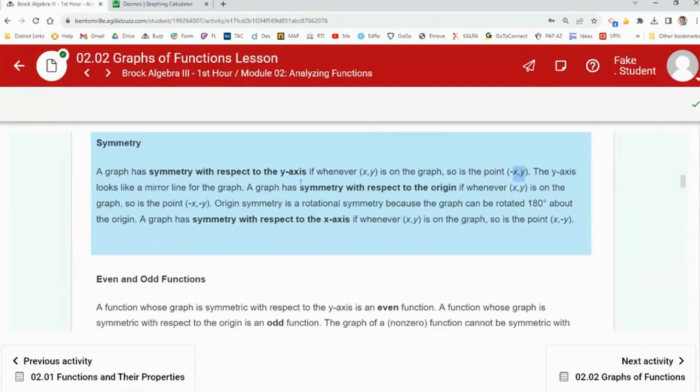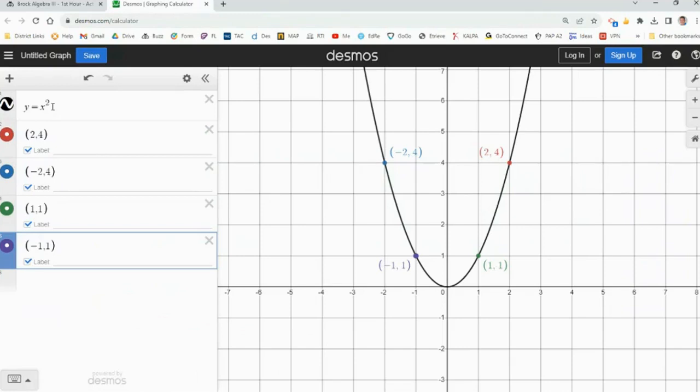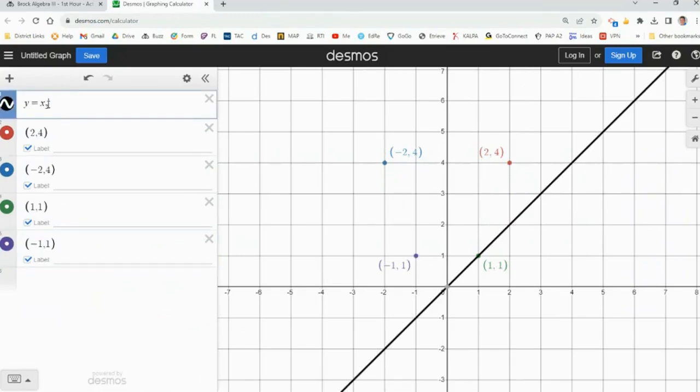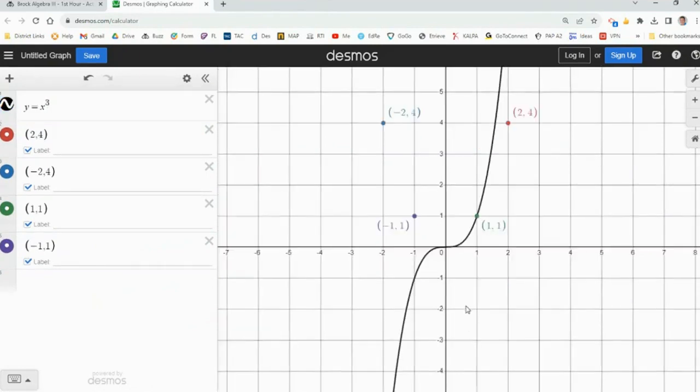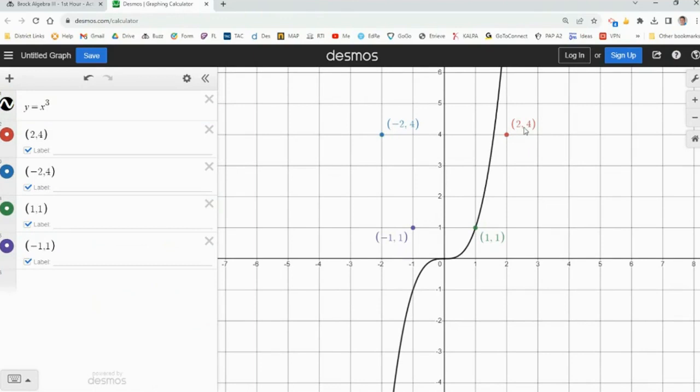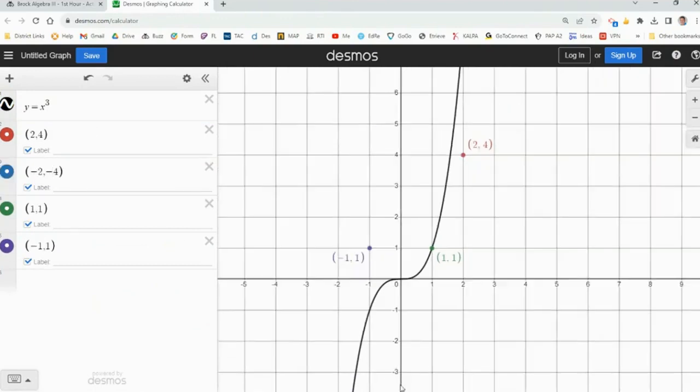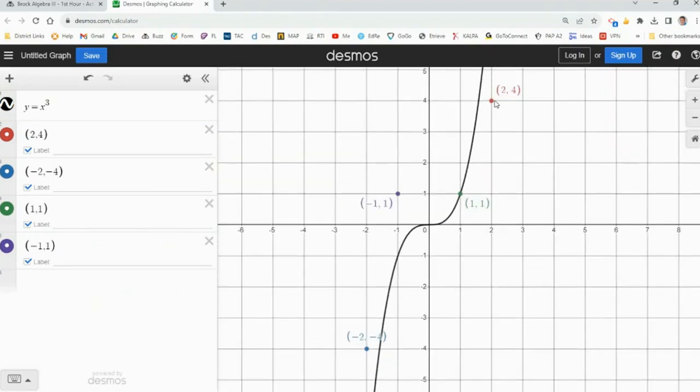It could be symmetric with respect to the origin. If it's with respect to the origin, like this, this is symmetric with respect to the origin. That means if there's a (2, 4), there should be a (-2, -4). Oh, but there's not a (2, 4). Let me choose (1, 1), which exists. So (-1, -1) should exist.